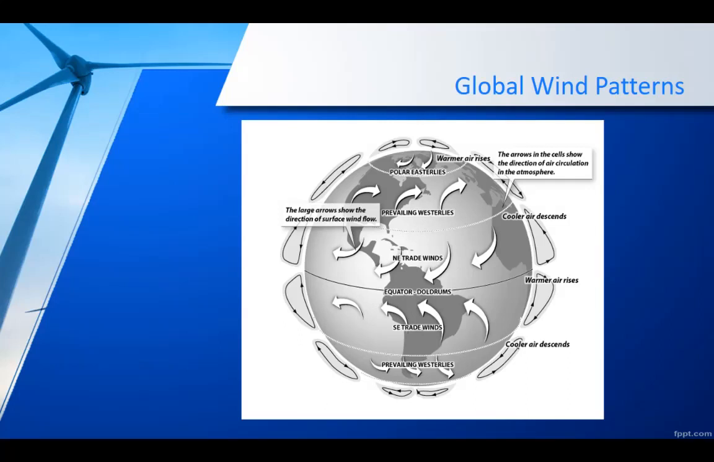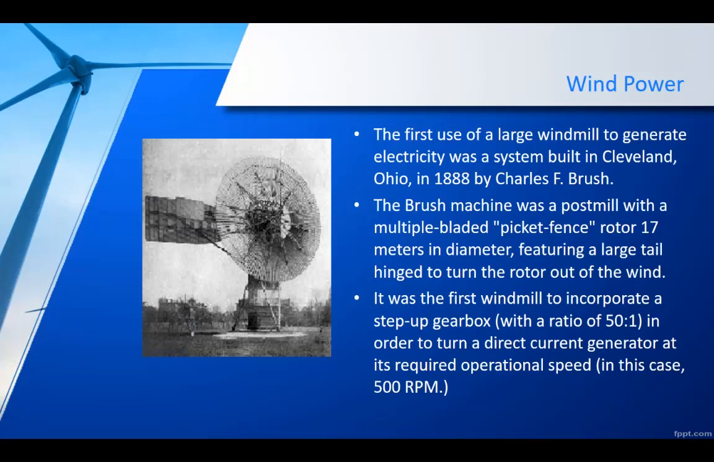Now, wind power is not new either. The first usage of a large windmill to generate electricity was built in Cleveland, Ohio in 1888 by Charles F. Brush. The Brush machine was a post mill with a multiple bladed picket fence rotor, 17 meters in diameter, featuring a large tail hinged to turn the rotor out of the wind. It was the first windmill to incorporate a step up gearbox with a ratio of 50 to 1 in order to turn a direct current generator at its required operational speed. And for this particular example, that's 500 RPMs.